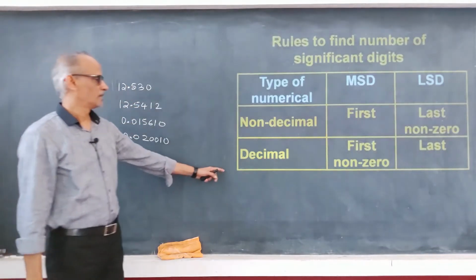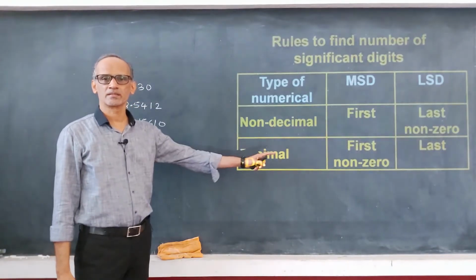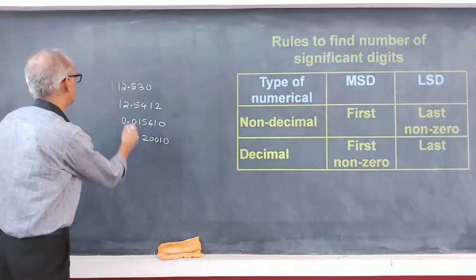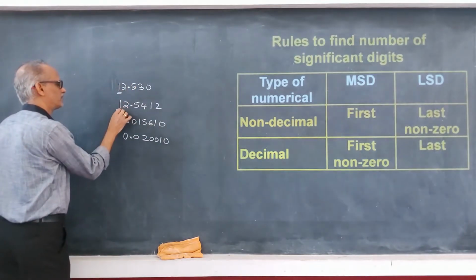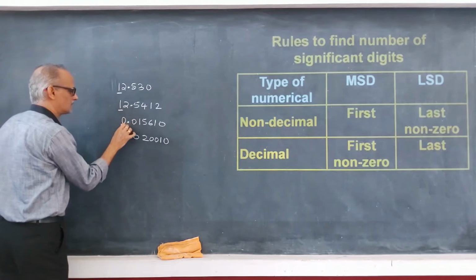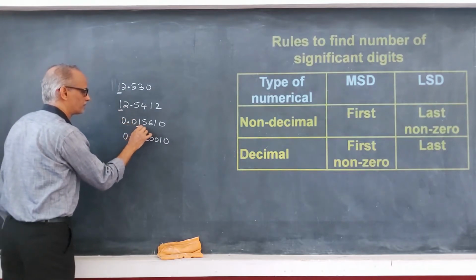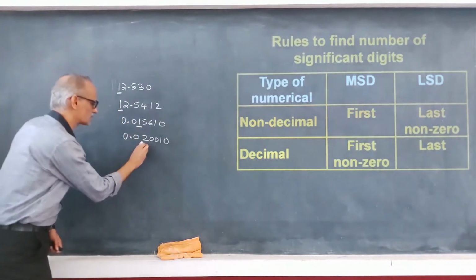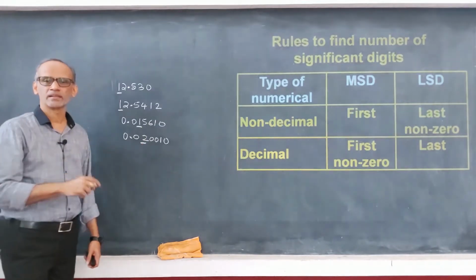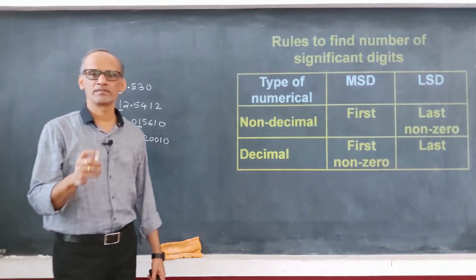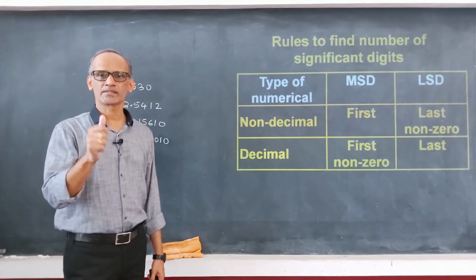Okay, what is the rule? It has to be the first non-zero digit. First non-zero. It has to be here. So first non-zero, it has to be here. So what I have marked? I have marked most significant digit. Clear? The first non-zero digit.